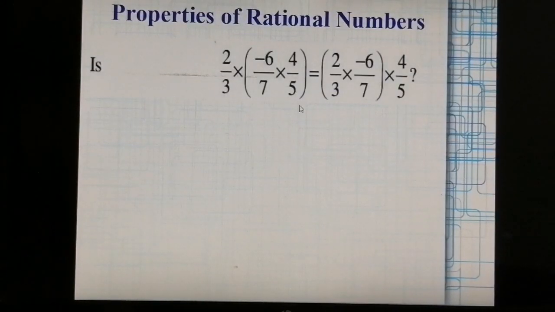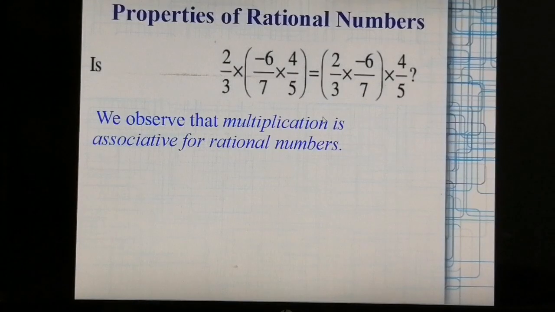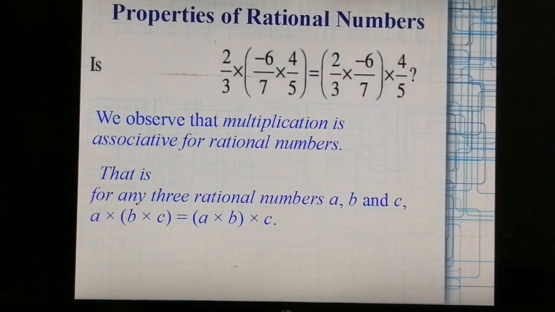Now let's try a few more examples. You need to check whether the left hand side is equal to the right hand side, means here we need to multiply these two first and here we need to multiply these two first. And we observe that multiplication is associative for rational numbers. That is, for any three rational numbers a, b and c, a multiplied into the bracket b multiplied into c. Here we have the bracket a multiplied into b bracket close multiplied into c.